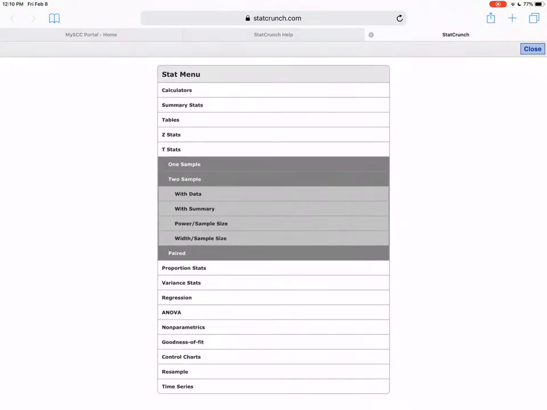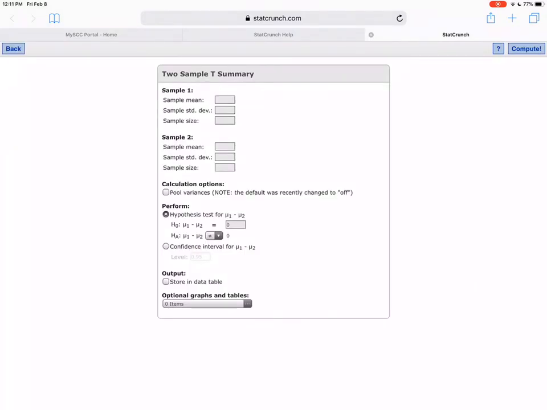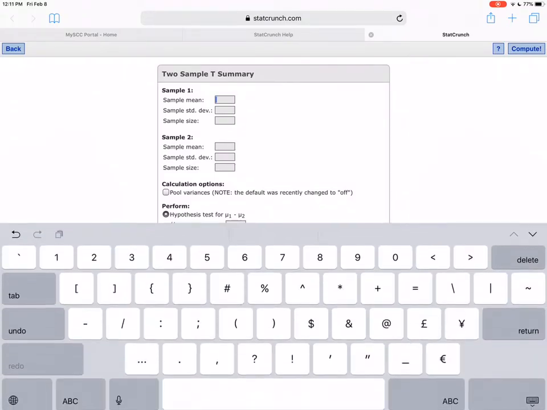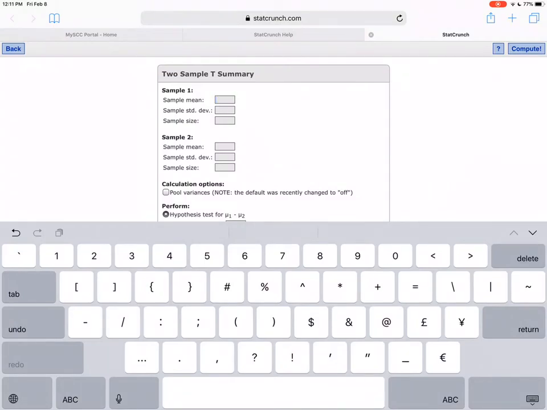All right, when I go to my stat menu and I go to T-stats, when I don't know the population standard deviation, two sample, again, because I'm comparing, and this is another case where I have the summary, not the actual data values. So just like I did before, I'm going to input the information from each group. So sample mean for the first group, sample standard deviation, and sample size. Same thing for the second group.